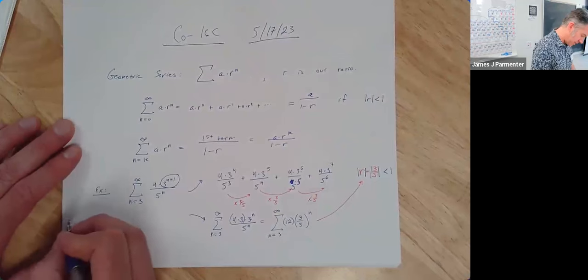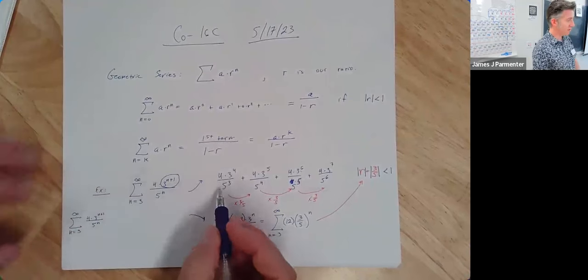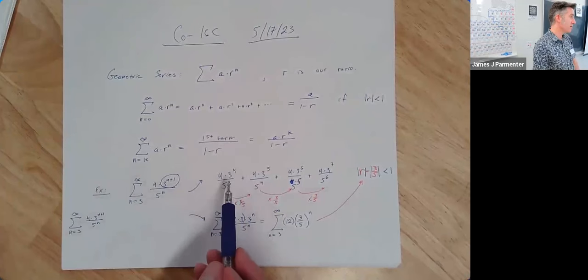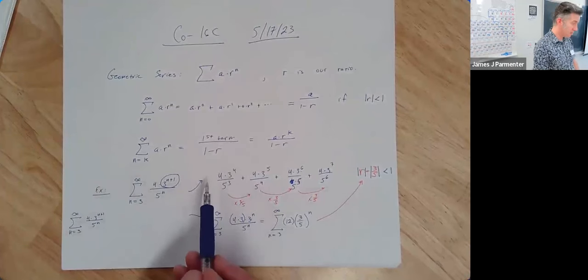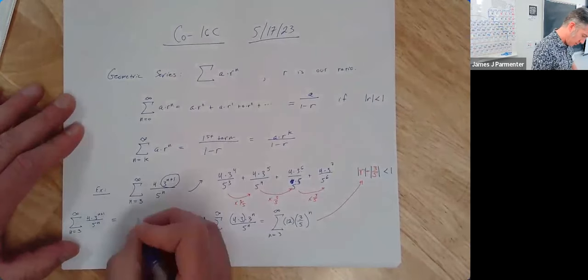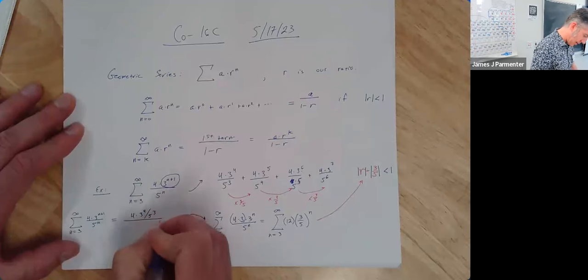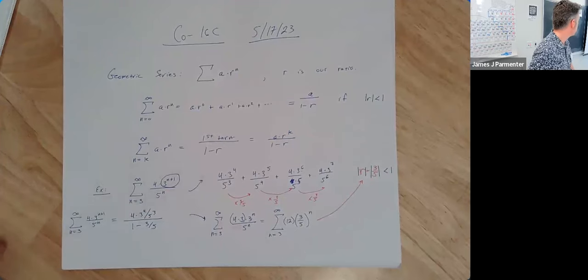So then what does my series add up to? Well, here's another advantage of doing it the first way. You do it the first way, you've literally written what your first term is. It's gross, but it's 4 times 3 to the 4th over 5 to the 3rd. So this is going to add up to 4 times 3 to the 4th over 5 to the 3rd divided by 1 minus my ratio. Again, nobody's favorite number, but it is the right answer.